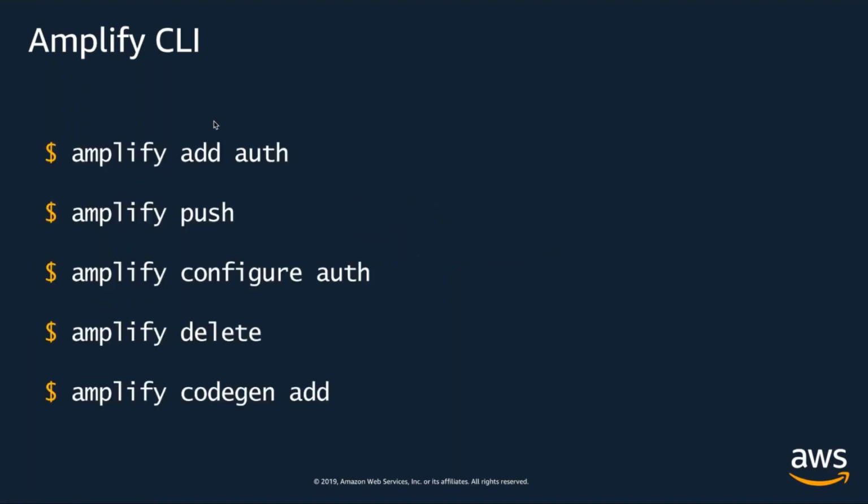The Amplify CLI is used by using commands like amplify add, amplify push, amplify configure, amplify delete, and amplify codegen. By running these different commands, you're actually either updating, creating, deleting CloudFormation templates, or maybe configuring an already existing service, or pushing all of the information or the changes that you've made to AWS.